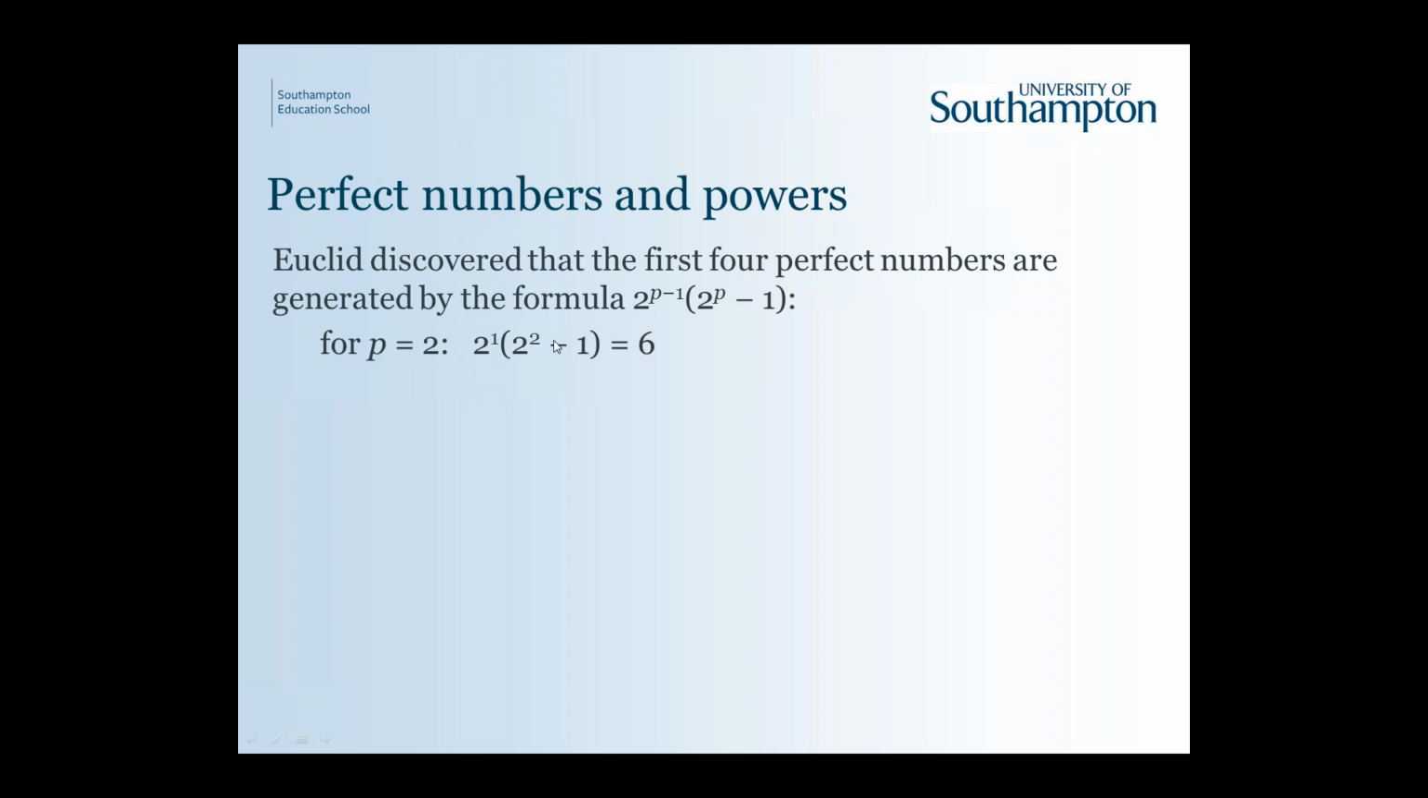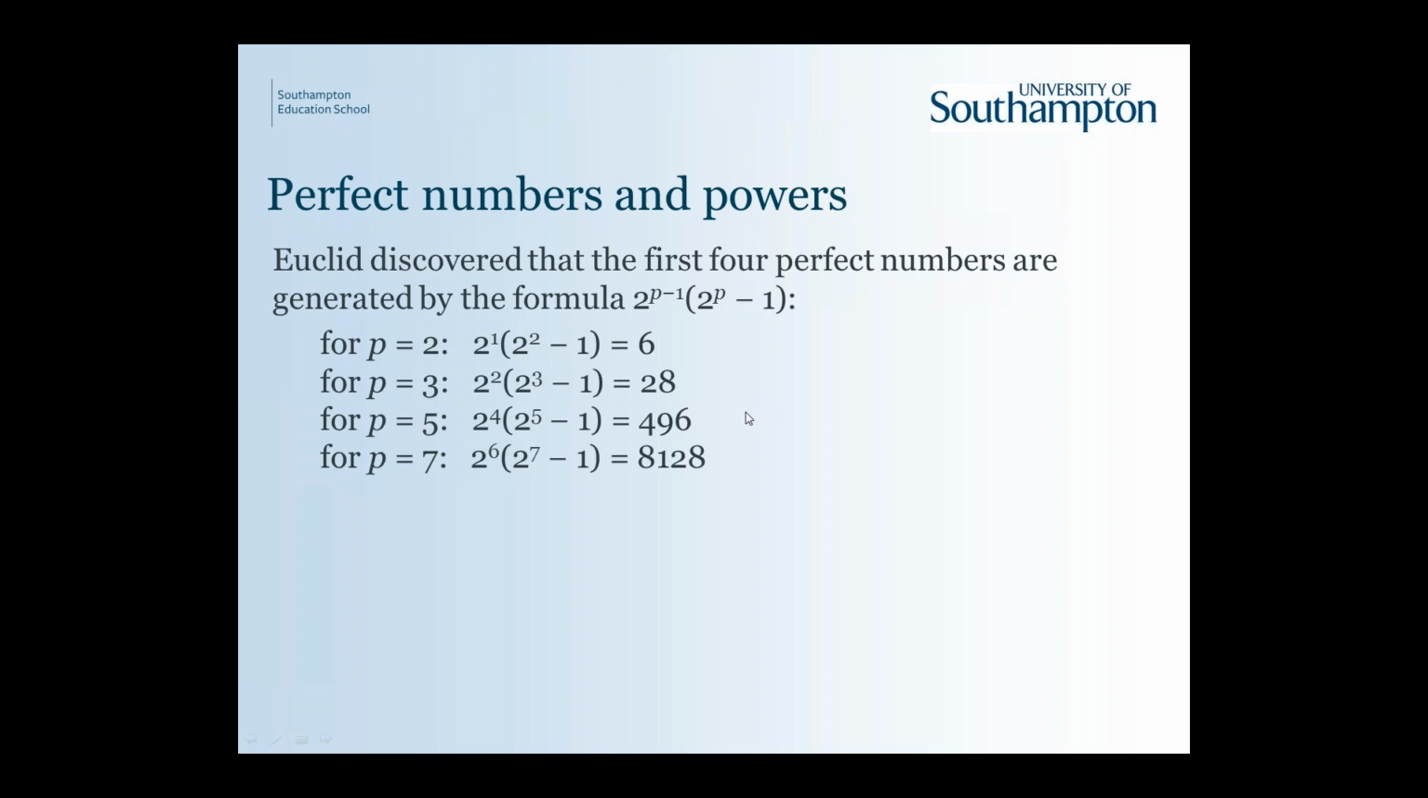So when he put in P is 2, 2 minus 1 gives us 1, so 2 to the 1 is 2, 2 to the 2 is 4, so 4 minus 1 is 3, times 2 is 6. Put P is 3, you've got 28, and put P is 5, you've got the next one. So those first 4 perfect numbers that we looked at before were just generated by this formula and the first 4 primes.